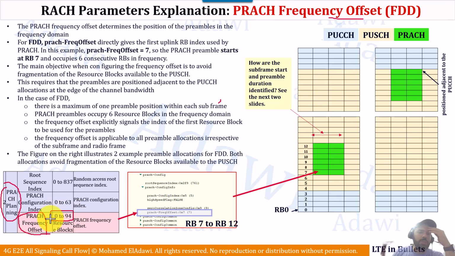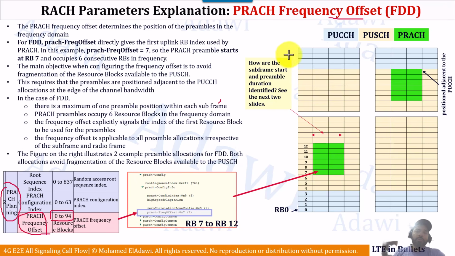So what does this parameter mean? From a high-level perspective, it simply identifies at what specific frequency the user can transmit message number one, which is the random access preamble. As I told you, it's a very simple one.